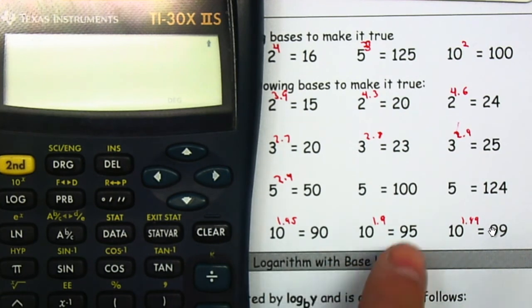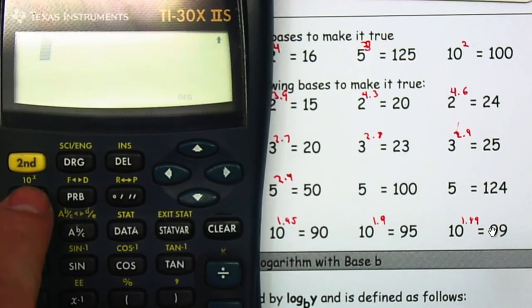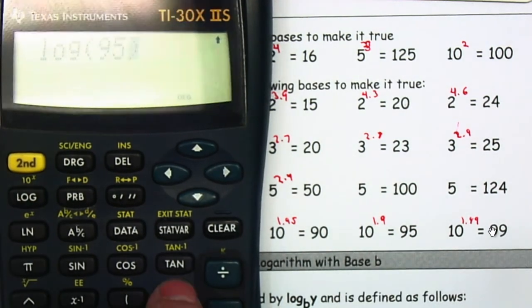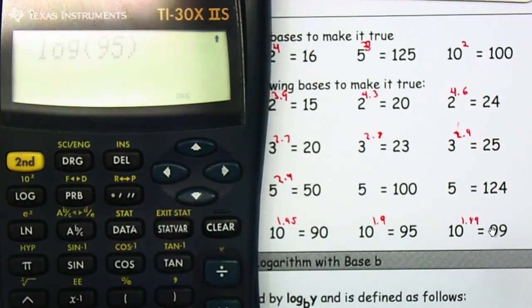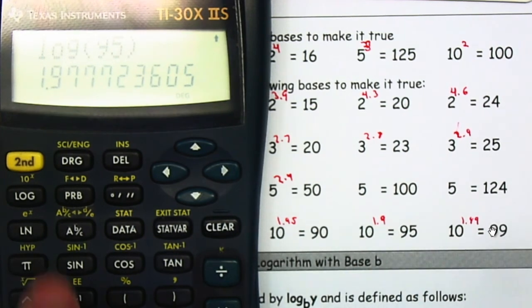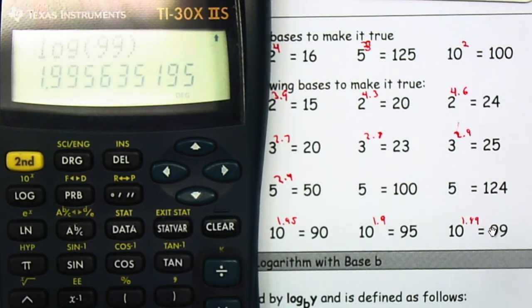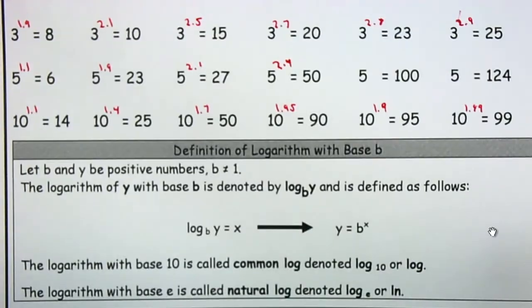We can do log, and the log is right here, so log of 95 will give us 1.97. Log of 99 will give us 1.99. But let's go over the definition of logs.